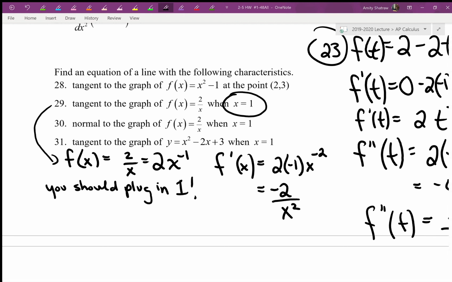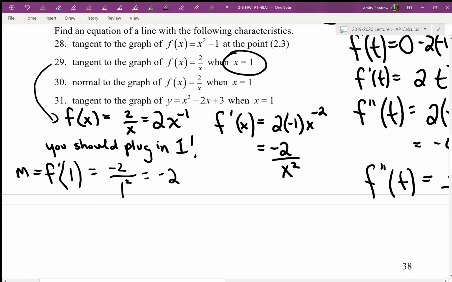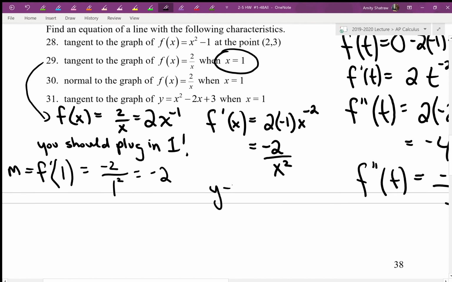So I have f prime of 1, which is going to be negative 2 over, ready, 1 being squared, which is just negative 2. Now what did I find? Turns out that's the slope of the tangent that I wanted, okay? Now what I have here is I know what x is and I know what my slope is, but if I want to use my favorite formula, y minus y sub 1 equals m times x minus x sub 1. I'm in trouble because I know this and I know this.